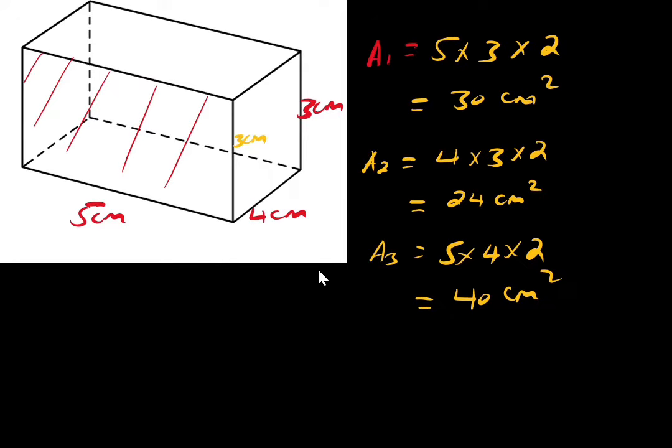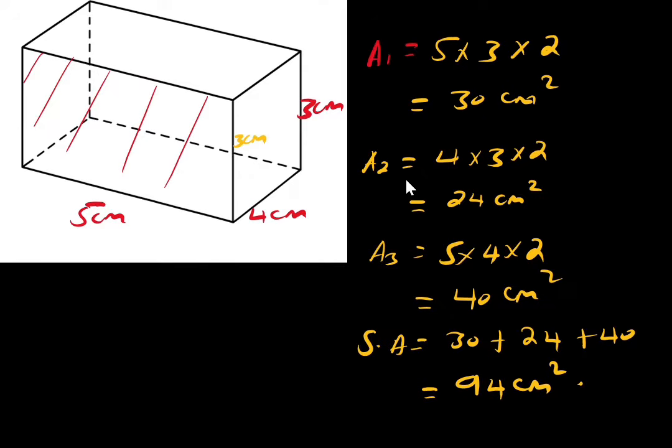So the total surface area will be the sum of the faces, the area of the faces. So it is 30 plus 24 plus 40. So if you add this, we get the area is 94 centimeters square. So that is the surface area of this rectangular prism.